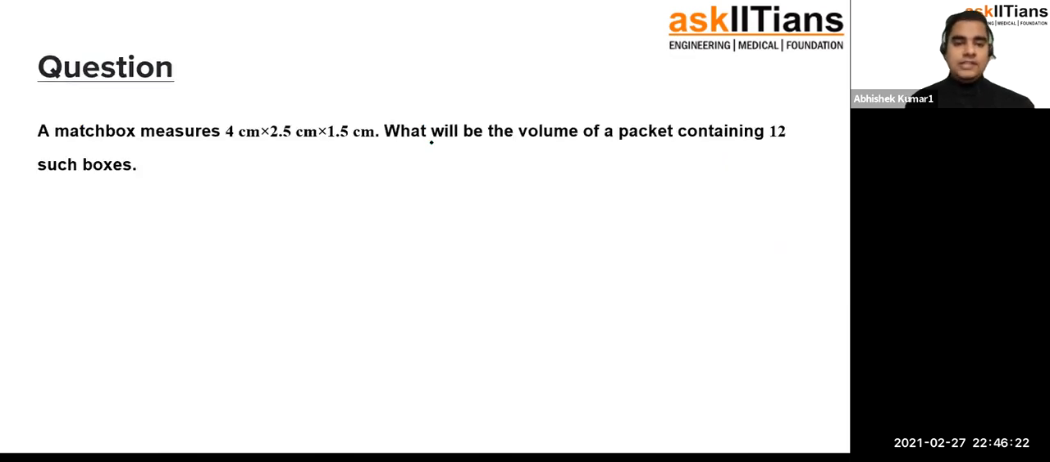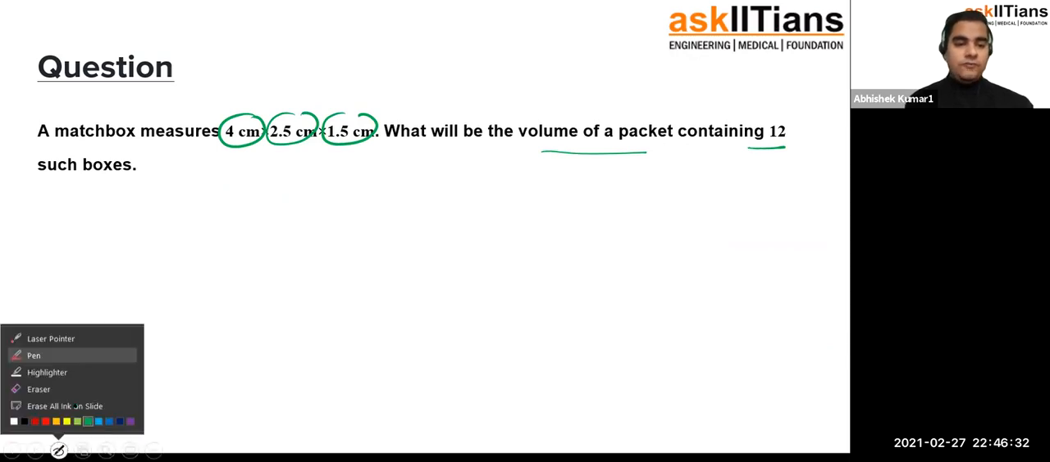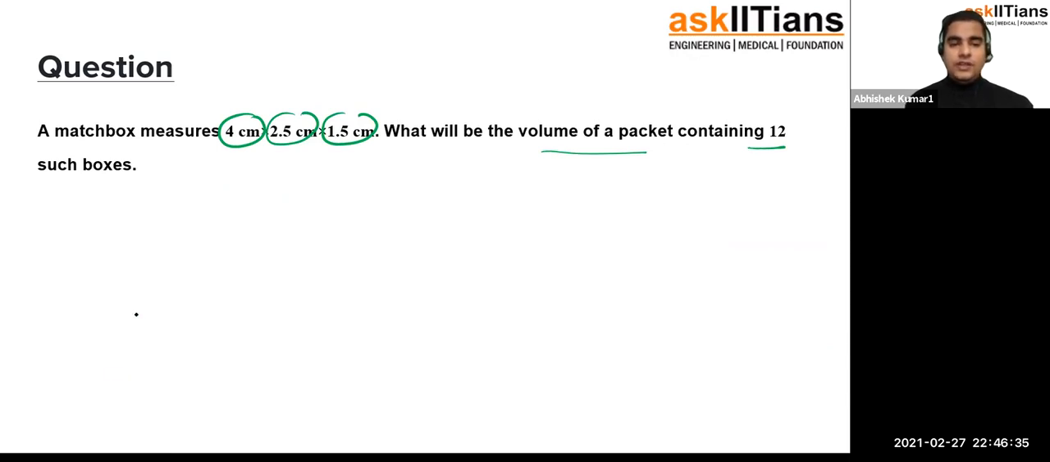Now we have a matchbox that measures 4 centimeter into 2.5 into 1.5 centimeter. What will be the volume of a packet containing 12 such boxes? So if you want to find out the volume of a packet which is going to contain 12 such boxes, your required volume will be equal to what? That will be equal to the volume of one matchbox multiplied by the total number of matchboxes.